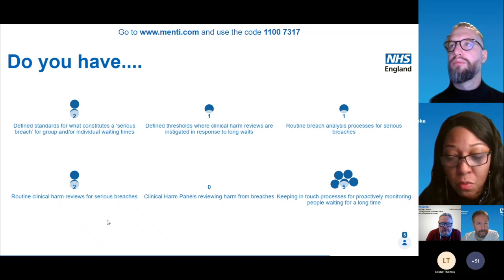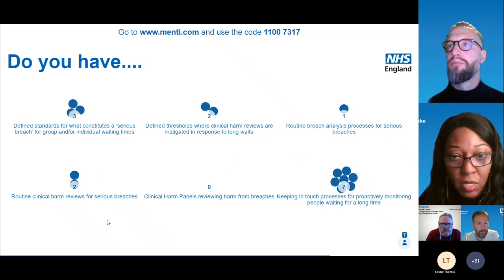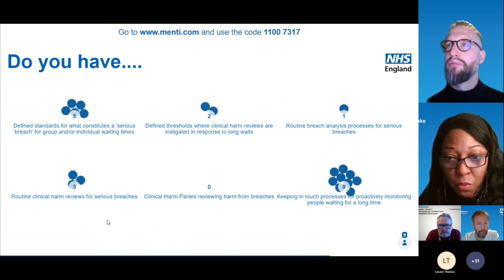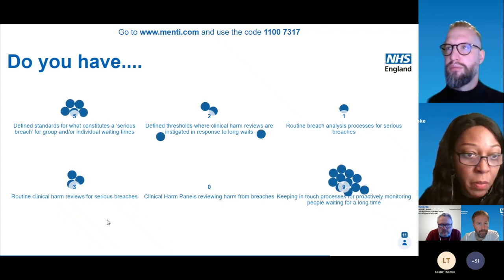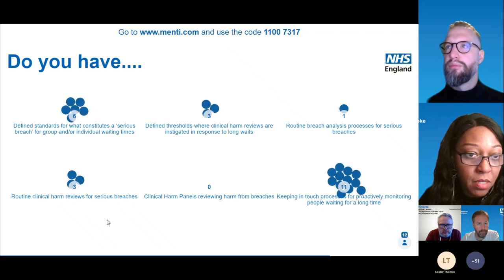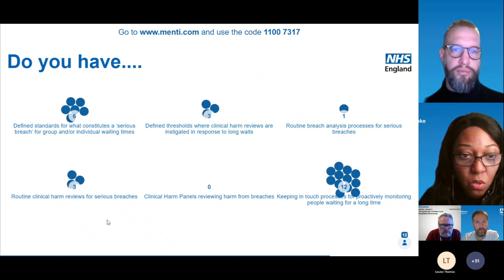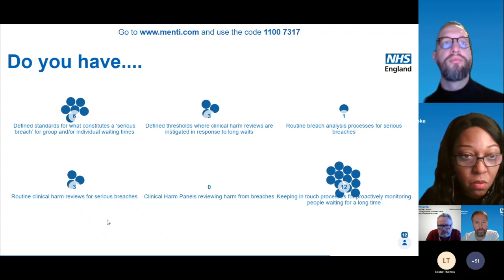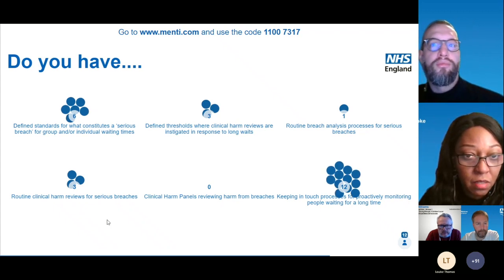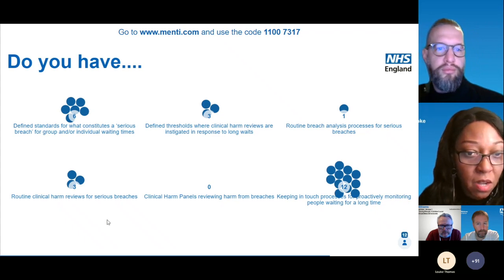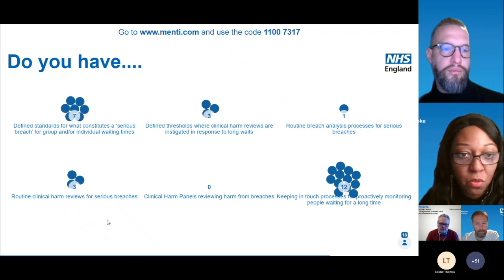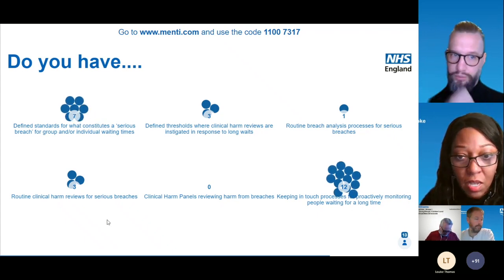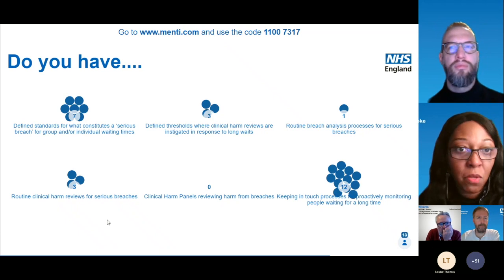So it looks like most people so far who are answering have keep in touch processes for proactively monitoring people waiting for a long time. And this is followed by defined standards for what constitutes a serious breach. So we've got that general dichotomy and a smattering around routine clinical harm reviews, or defining thresholds for clinical harm reviews where they're instigated. So yes, keeping in touch processes are the most popular.